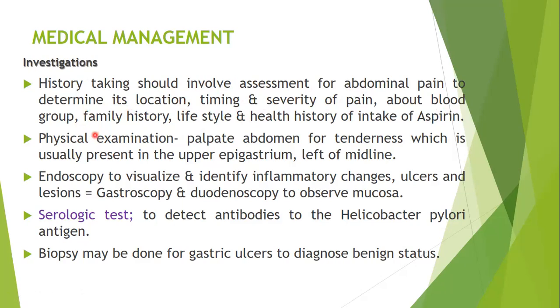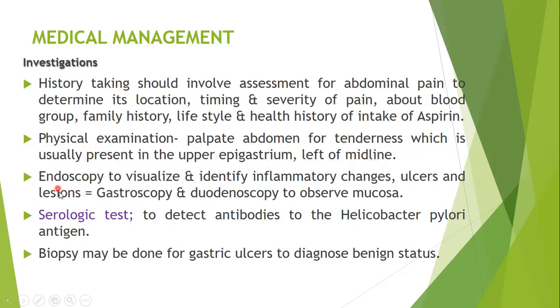Then about blood groups, remember what we said about various blood groups and their risk for peptic ulcer diseases. So you need to know the patient's blood group. Ask about lifestyle and health history, as well as intake of aspirin and other NSAIDs, which are a risk factor for peptic ulcer disease. Then in your physical examination, you would want to palpate the abdomen for tenderness, which is usually present in the upper epigastrium left of the midline.